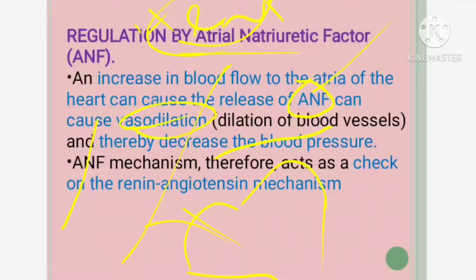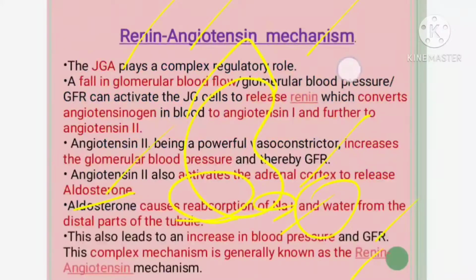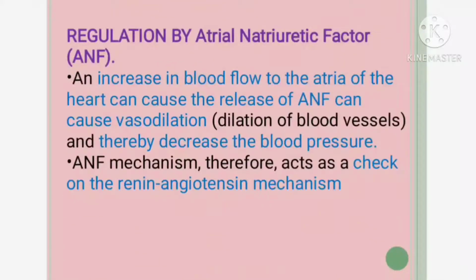Okay. So the ANF mechanism therefore acts as a check on the renin angiotensin mechanism. So they are acting as a check. Check means, the renin angiotensin mechanism, what are they doing? They are increasing the blood pressure as well as the GFR. In order to bring it back to normal, in order to reduce that, who is playing a major role? This ANF is playing a major role.